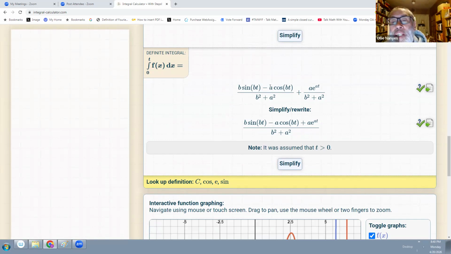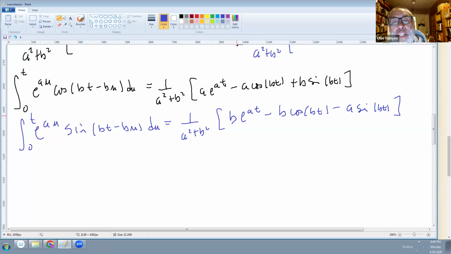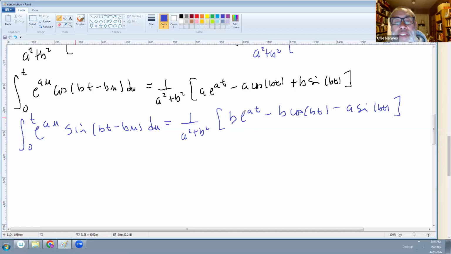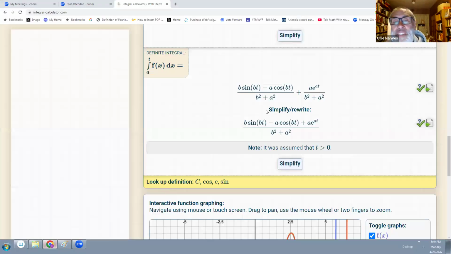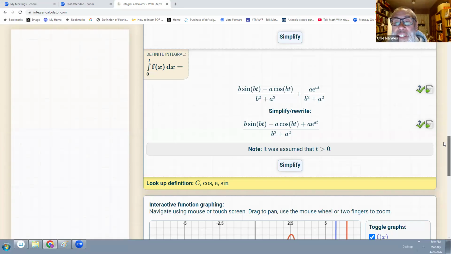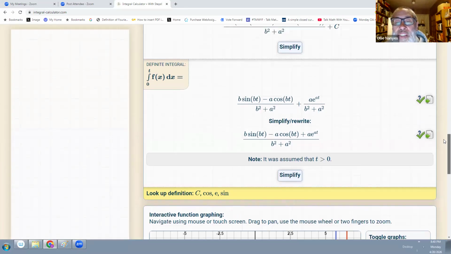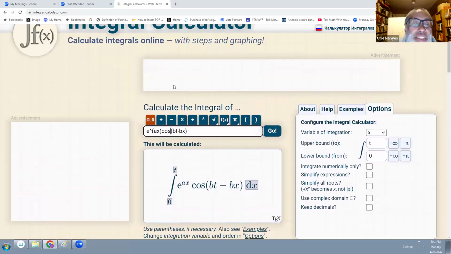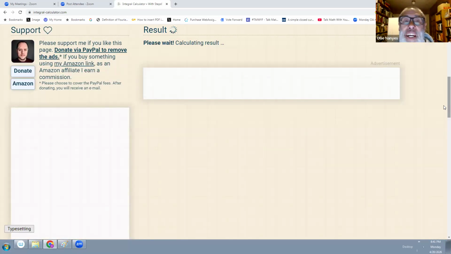We have the positive b, and the a for the e is positive, and the a for the cosine is negative, we can see here, and the b sine bt is positive. So we get the right answer, and we wish to go ahead and try to do this with the sine instead. And let's give it a go. And again, checking our work.